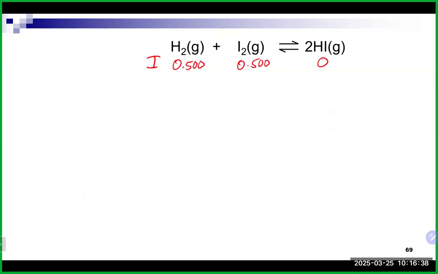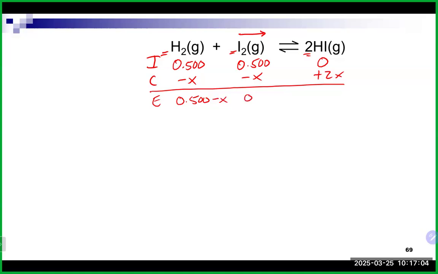And again, initially here, we're going to have 0 for our products as nothing was mentioned. This again tells us this reaction should be heading in this direction since we have no products. Change is going to be minus x, and once again here, plus 2x because of the coefficient. And obviously our coefficients here are 1s as well. That means that when we reach equilibrium, 0.5 minus x, 0.5 minus x, and 2x. Any questions on the ICE table here?